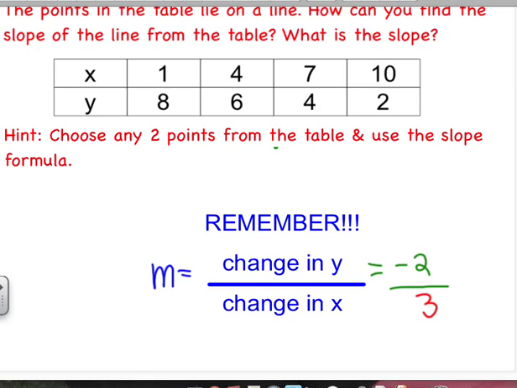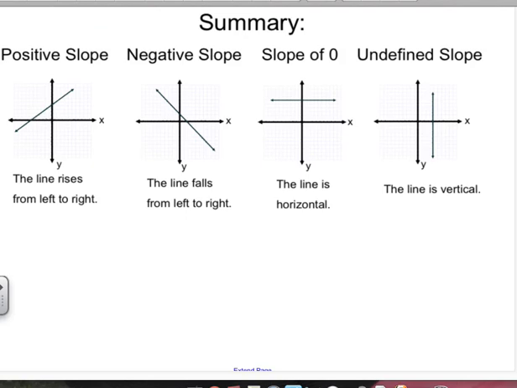So in class then we're going to continue to work with practicing calculating slope. And this is just a real brief review here of positive slope, negative slope, a line that has a slope of 0, and an undefined slope. So here's your positive, here's your negative, here's a slope of 0, and here is that undefined slope. Vertical line, undefined, so much slope you can't even measure it. Just a quick review there.